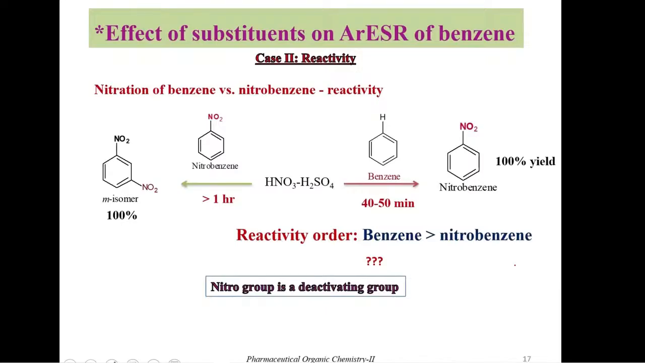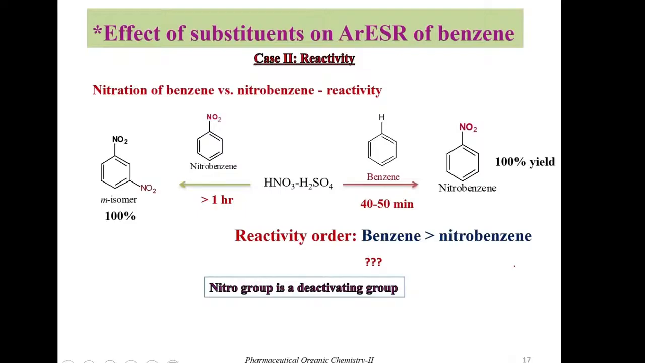And also from the other example, that is nitration of nitrobenzene versus benzene, we can easily make out that nitrobenzene reactivity is less when compared with benzene. So the structural difference between nitrobenzene and benzene, if you see, nitrobenzene is having a nitro group. That means whenever nitro type of groups are present on the benzene ring system, they are making the ring system less reactive. That means they are deactivating the ring system towards the aromatic electrophilic substitution reaction. Thus, nitro group is considered as an example for a deactivating group.